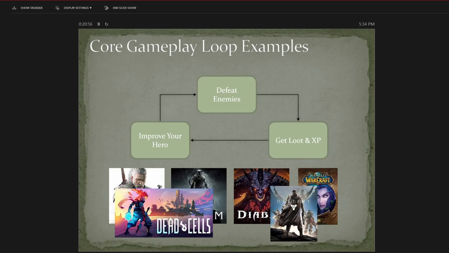That is a core gameplay loop, and that is how you know it's a core gameplay loop, because it's so obvious when I show you that. Let's do one more example. Also, this is not the limit of all the games. There's thousands of games that fall under this core gameplay loop.